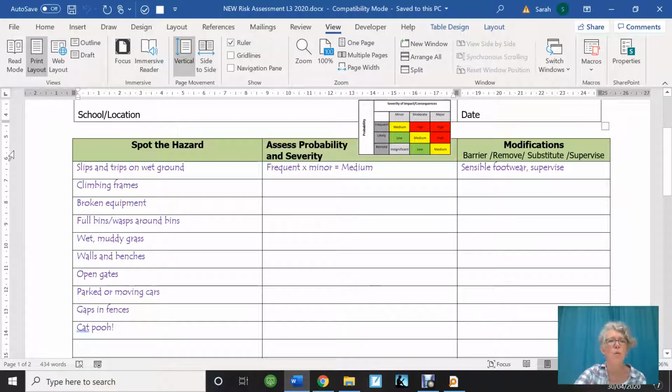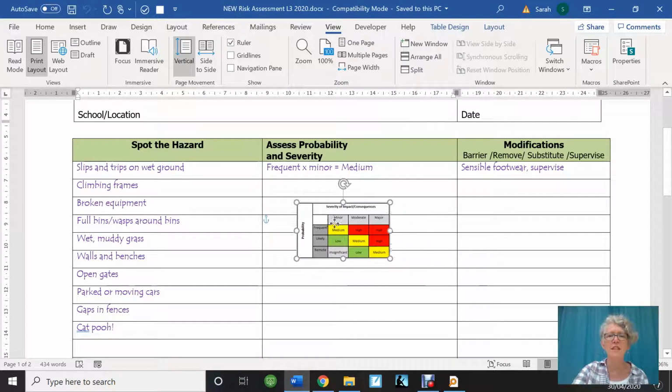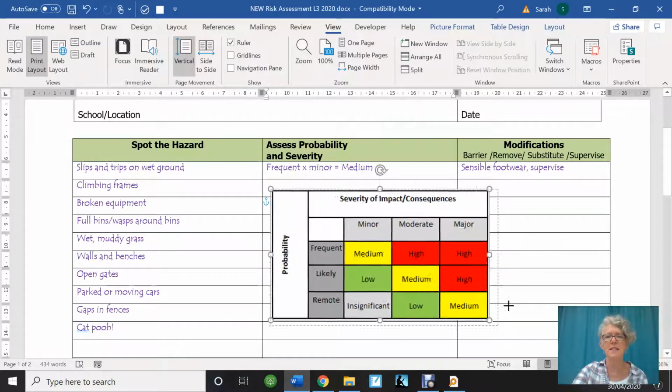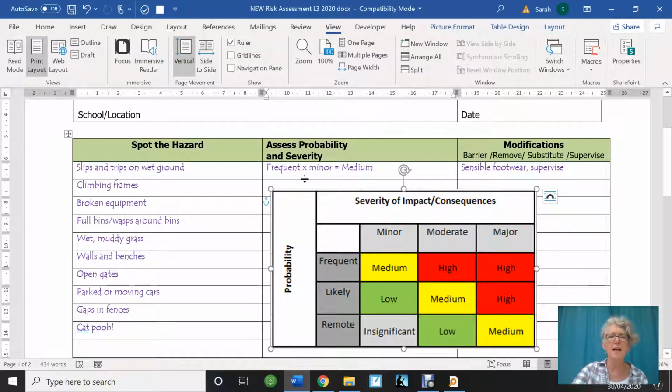So let's have a look at one column across here and see how you would fill in the risk assessment. So I've done the first one for you, slips and trips, especially on wet ground. And then for this column here, you need this little grid. Let's have a look and expand it. So that you're doing a multiplication sum, you're multiplying how likely the children are to come into contact with this hazard. Is it remote, likely or frequent? And if they do come into contact with it, how minor, moderate or major could their injury be?